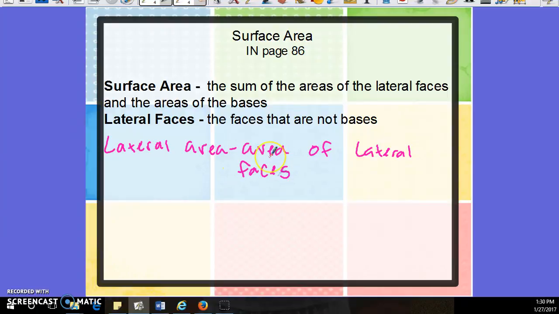All right, to tell the difference between faces and bases, there will only be two sides that will be the base, and that is usually the top and the bottom. We'll go over more of that.